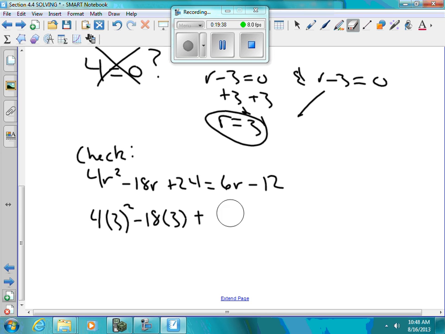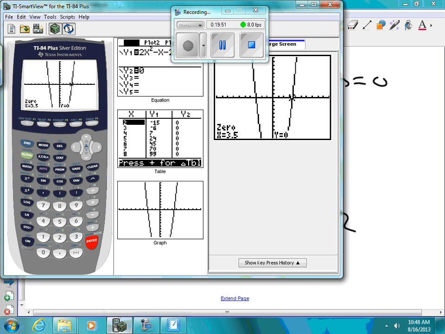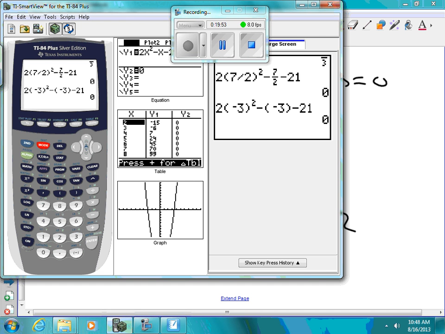Let's erase that. A little bit neater. So I'm going to put a question mark. Does it equal 6 times 3 minus 12? So you can put this in your calculator. A lot of numbers there to do. So a lot of big numbers, I guess.